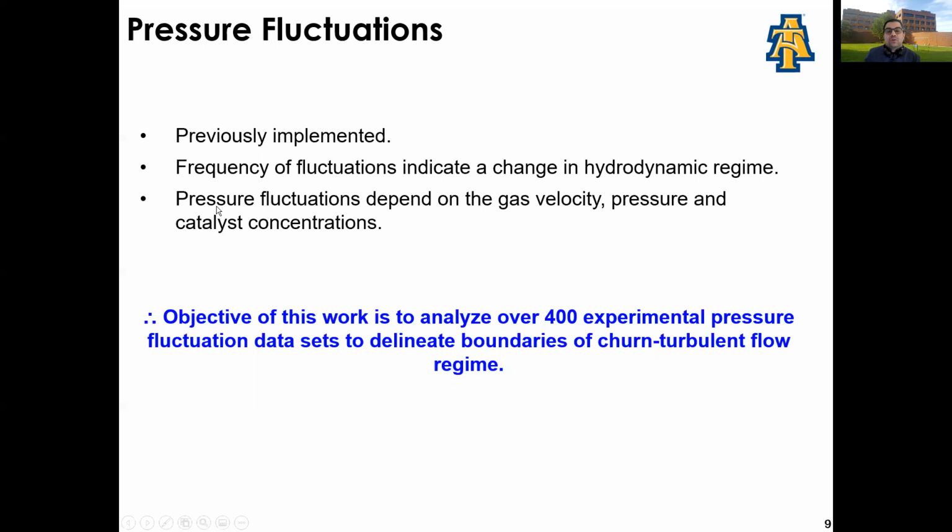And pressure fluctuation will depend on the gas velocity, the pressure, and the catalyst concentrations, right? So we already know this. Therefore, the objective of this work is to analyze over 400 experimental pressure fluctuation data sets to get an understanding of the boundaries within the churn-turbulent flow regime. So we have 400 experimental pressure fluctuation data sets, all conducted within the churn-turbulent flow regime, and we want to understand the boundaries of this regime.